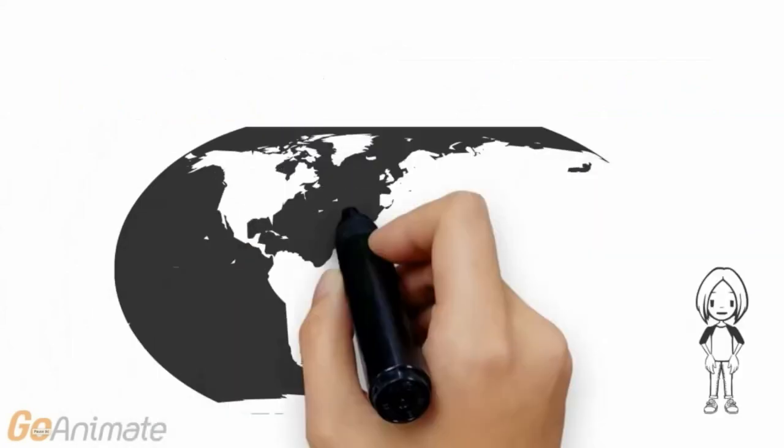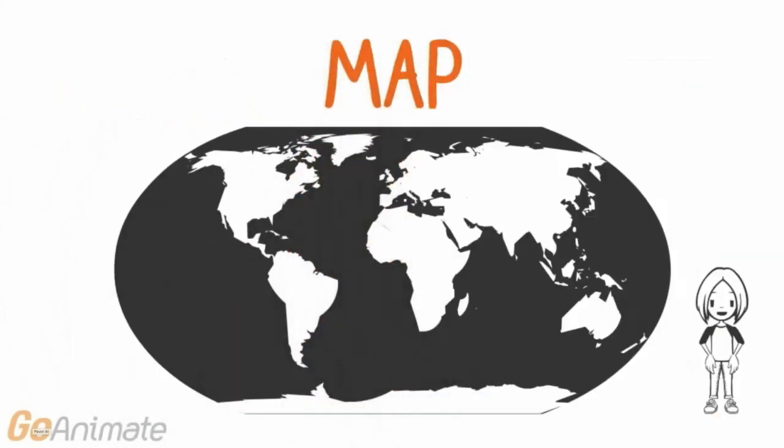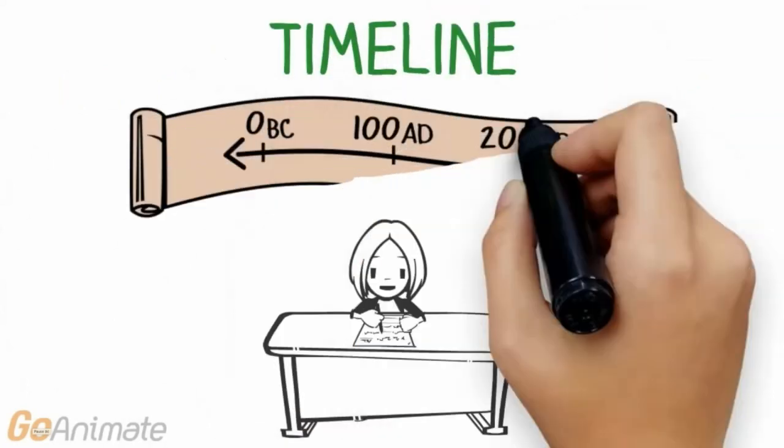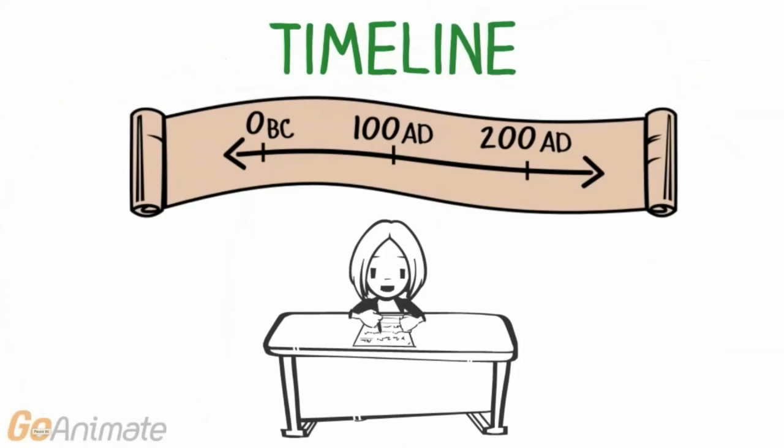Some nonfiction materials have maps. A map shows where something is located. A timeline shows the order of when things happened. Timelines are often used with historical events.